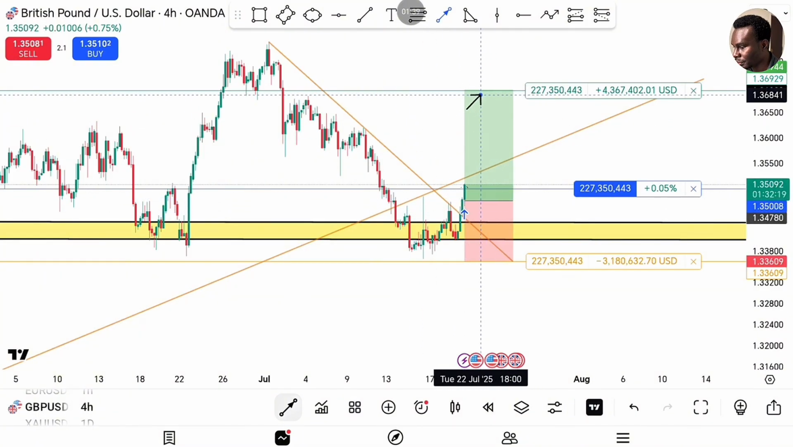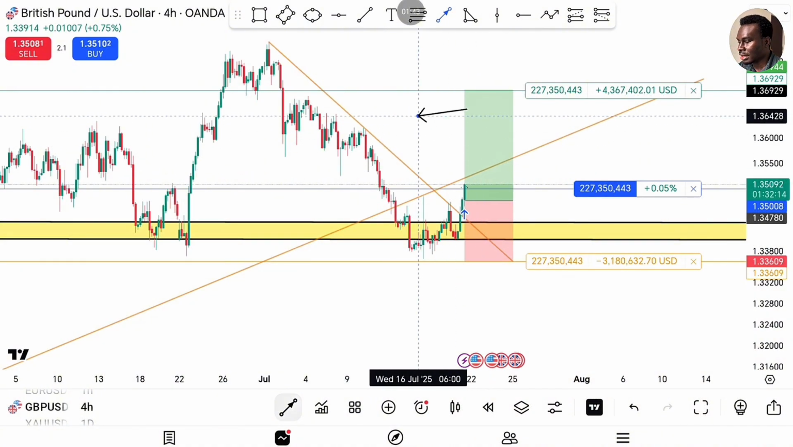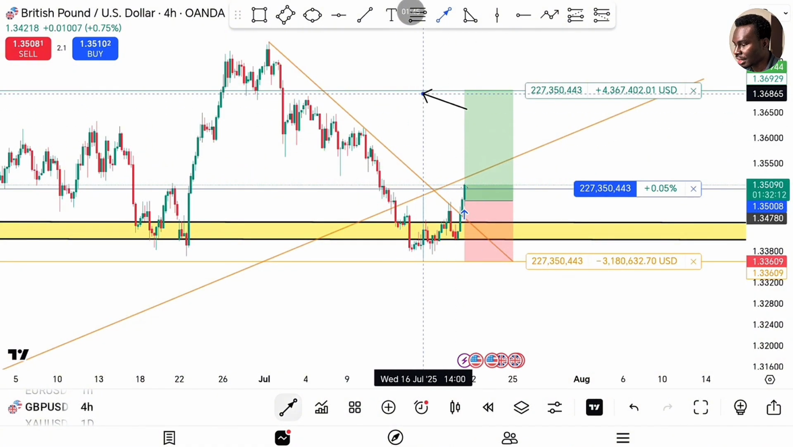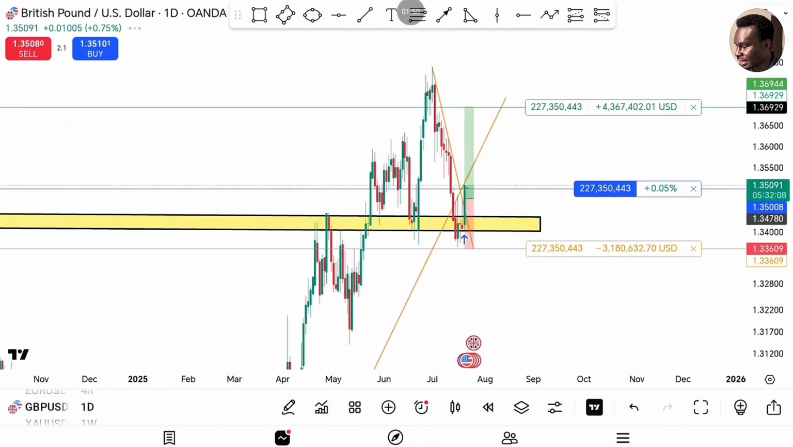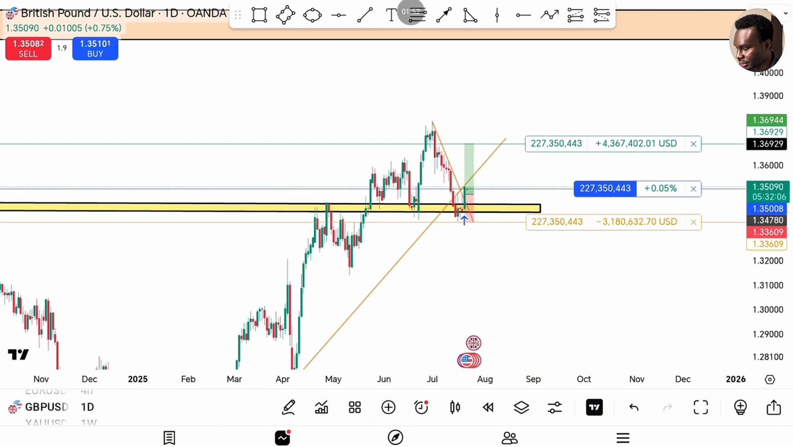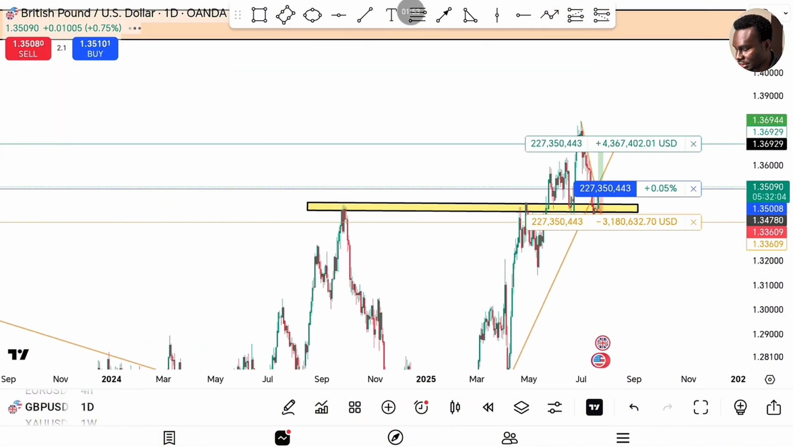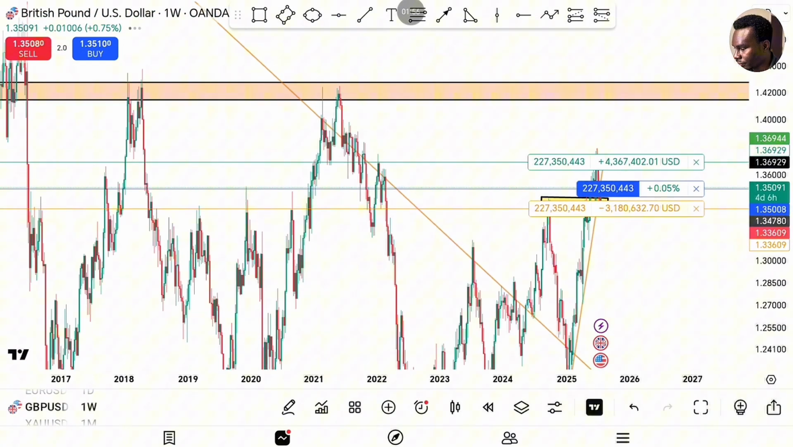Our next target for GBPUSD is going to be this area right here, and we have a good risk reward on this. So we're going to hit here because here is like a weekly level, and I've said that in my previous video why that region is very important. That region is important because it's a strong level on the weekly time frame.